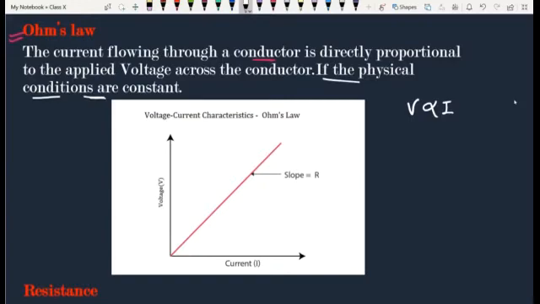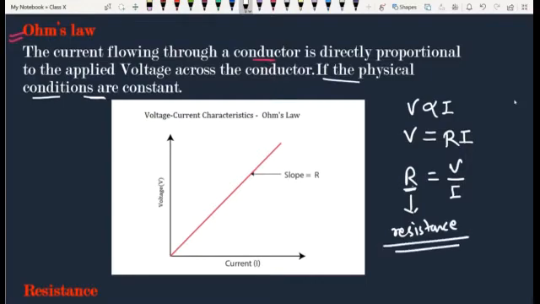When we replace this proportional sign with an equal sign, we include a constant, that is R. This R is nothing but V by I. R is called the resistance of a conductor. We will study this resistance in the next topic. Just so, V is proportional to I.